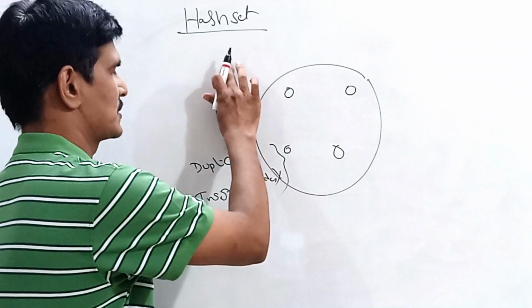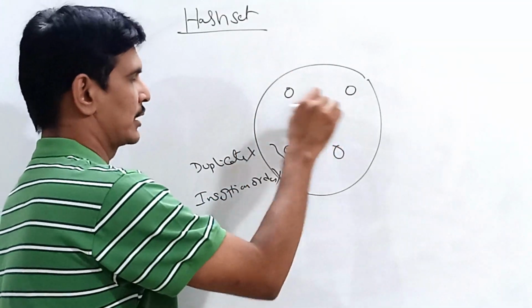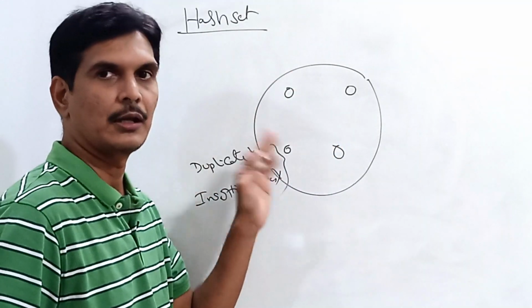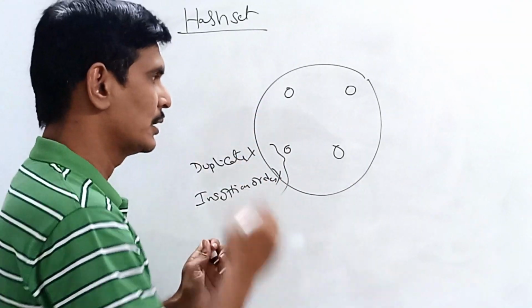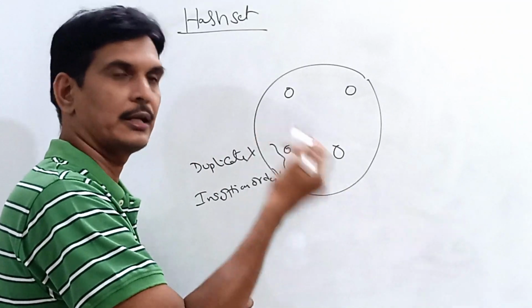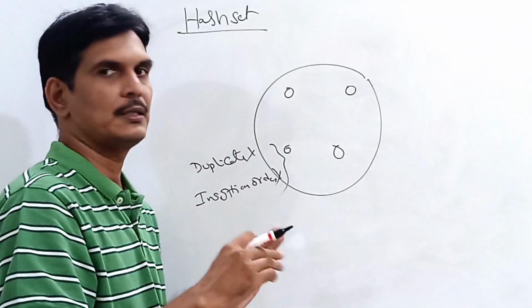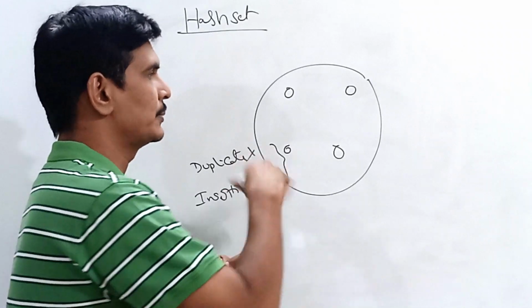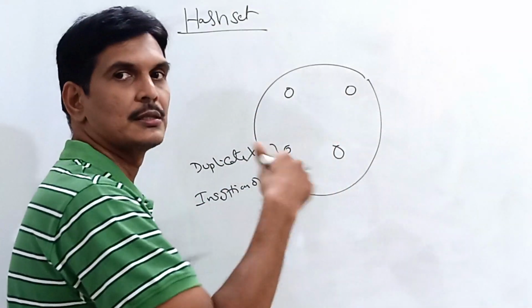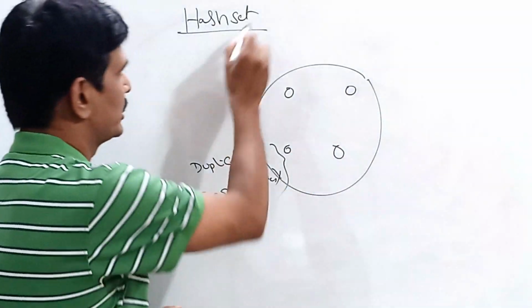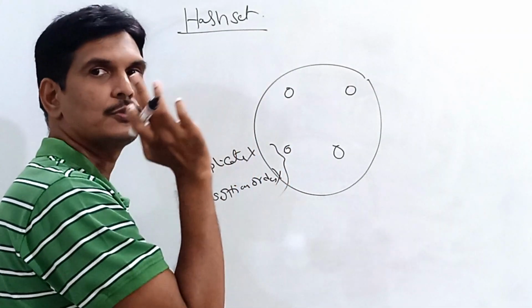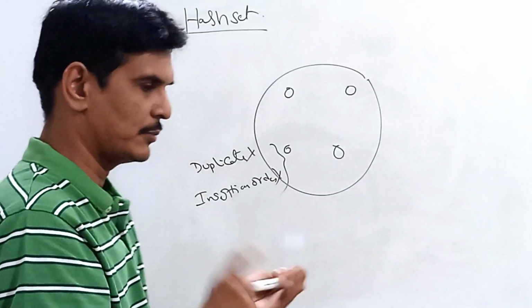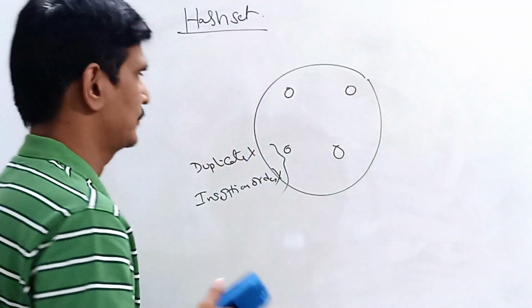In the HashSet class, we cannot store duplicate elements, and insertion order is also not preserved. What that means is, in whichever order we have inserted objects or elements into the HashSet, they will not be in the same order. It will arrange all the elements or objects in random order. So in HashSet, duplicate elements are not allowed and insertion order is not preserved. These are the two main characteristics of the HashSet.